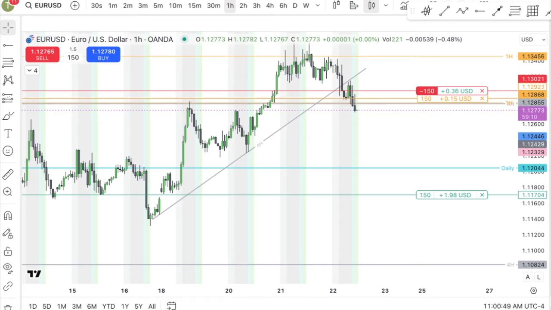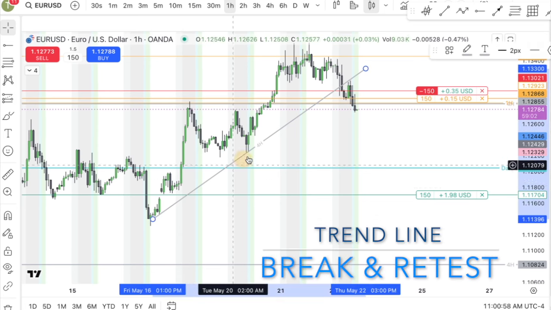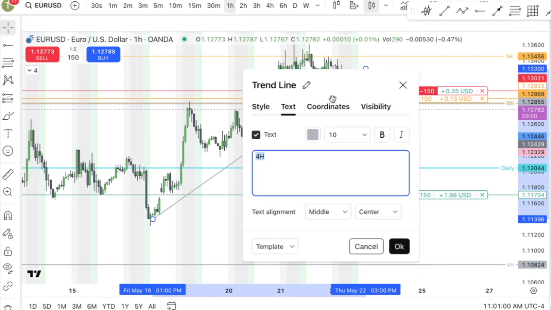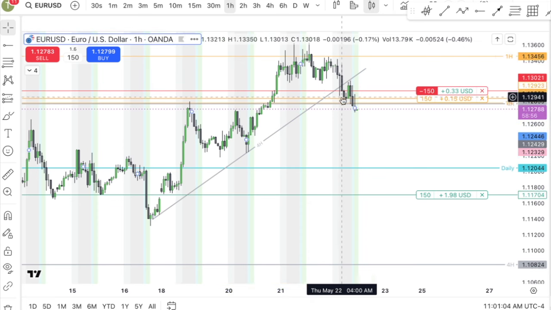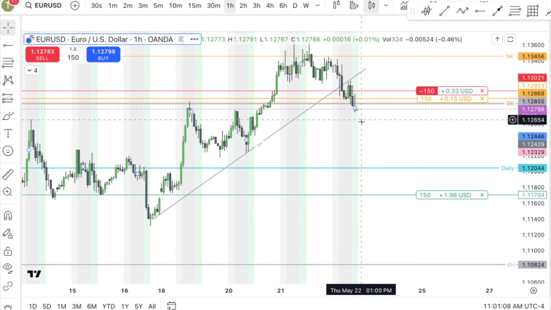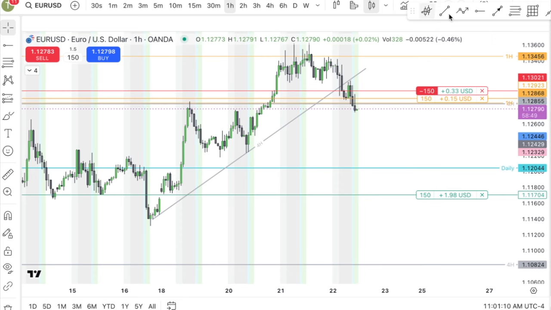Here's a nice example of a trend line break and retest on the 1 hour time frame. Here's our trend line. We have 1, 2, 3, 4, 5 touches. Here's our break and our retest, and we can see that it's continuing downward.